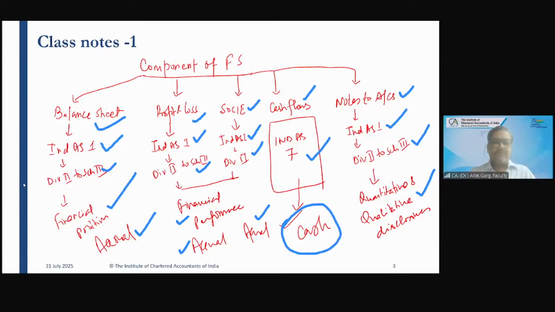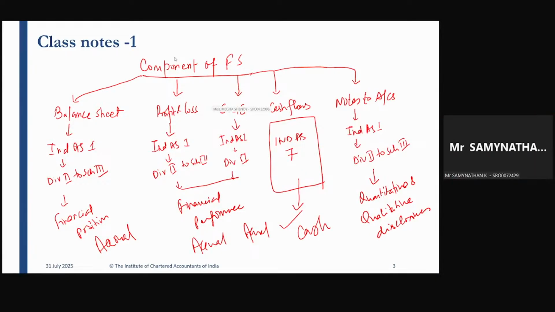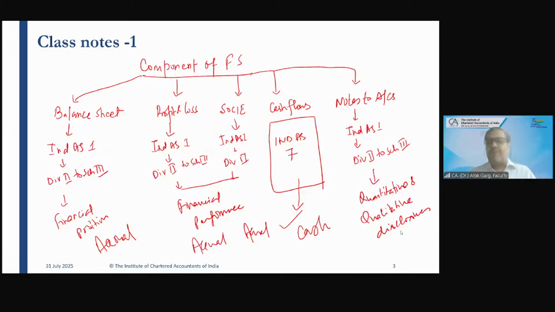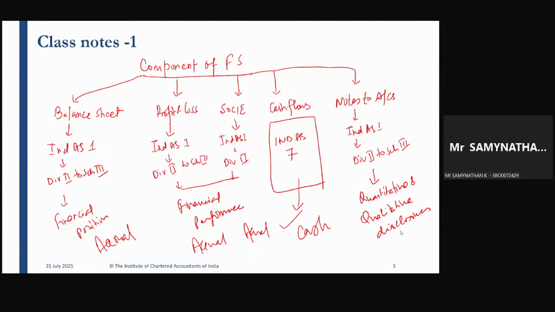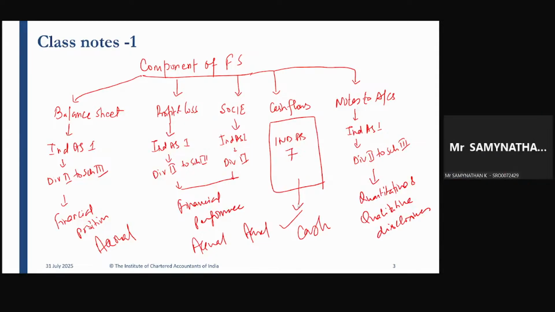Okay. Now coming to the statement of cash flows. Friends, is it a new concept, or have you already covered this statement of cash flows in your CA journey? Have you already covered AS 3? What was the title of AS 3? Cash flow statement. And what is the title of Ind AS 7? Statement of cash flows.